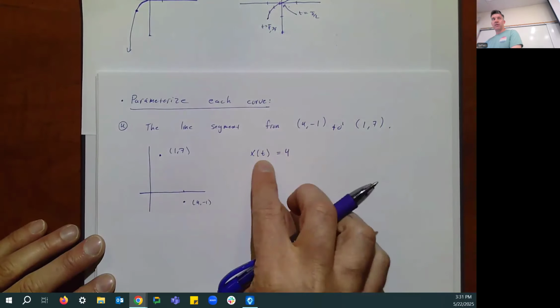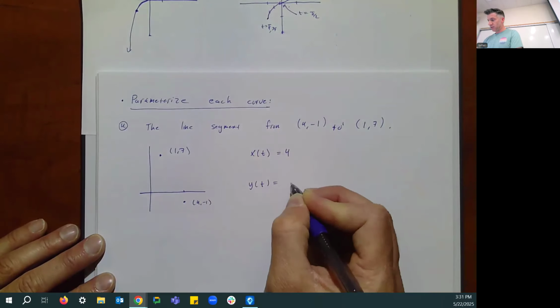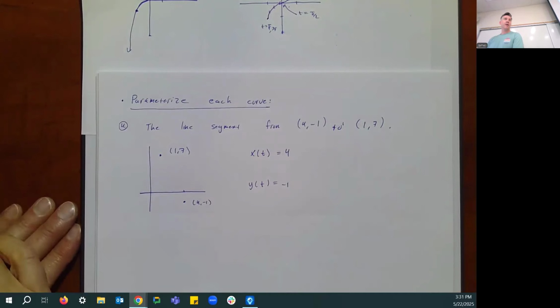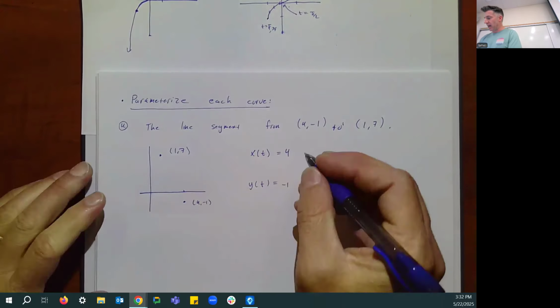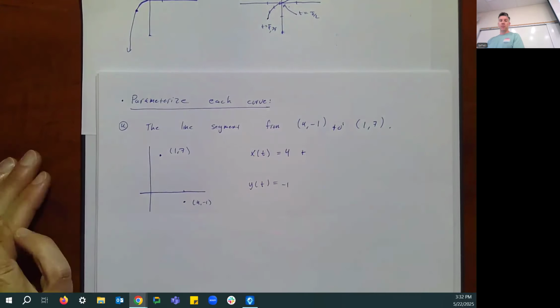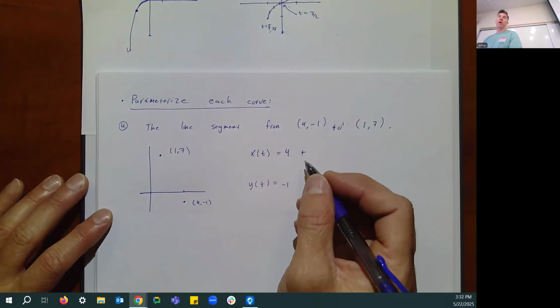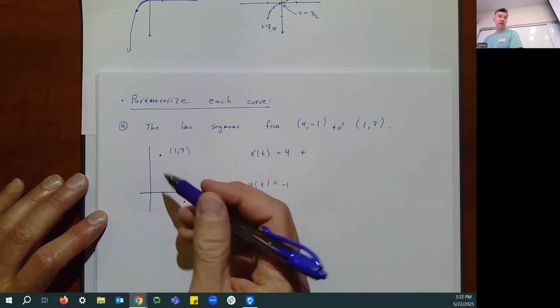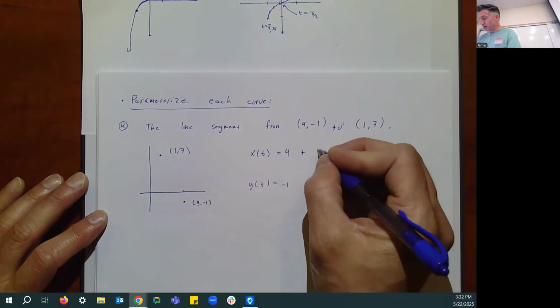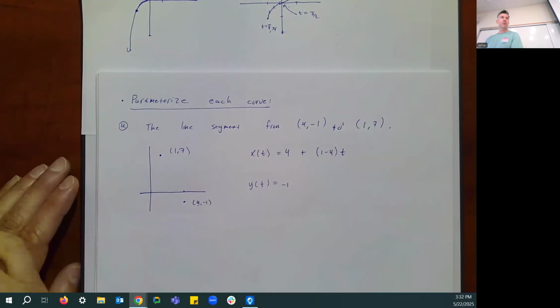And y, so I'm not done with that, but I'm leaving, and then I know that y of t is going to start at -1. And then the easiest way to do this is to say, this is going to be what we have when t equals 0. And then you're going to add some multiple of t. And the multiple of t is how much change you have in that particular coordinate. So x is going to decrease by 3. So I'm going to say, essentially, 1 minus 4 times t.